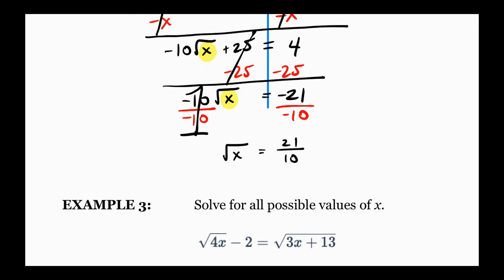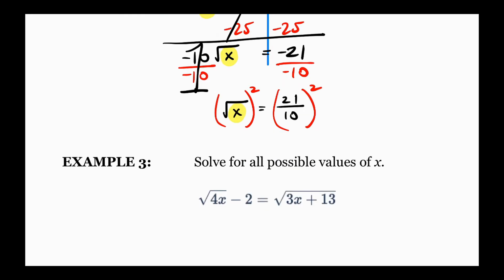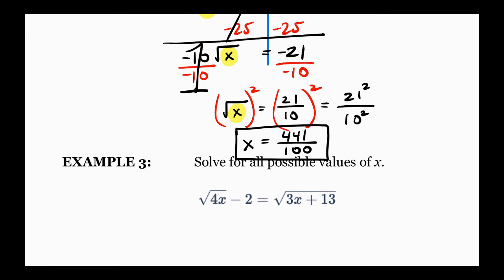So my last step, though, I have to get x by itself. I haven't got x by itself yet. So my last step is to square both sides, because that'll get x by itself. So 21 to the second power over 10 to the second power. 21 times 21 is 441. And then 10 times 10 is 100. Leave it as a fraction.